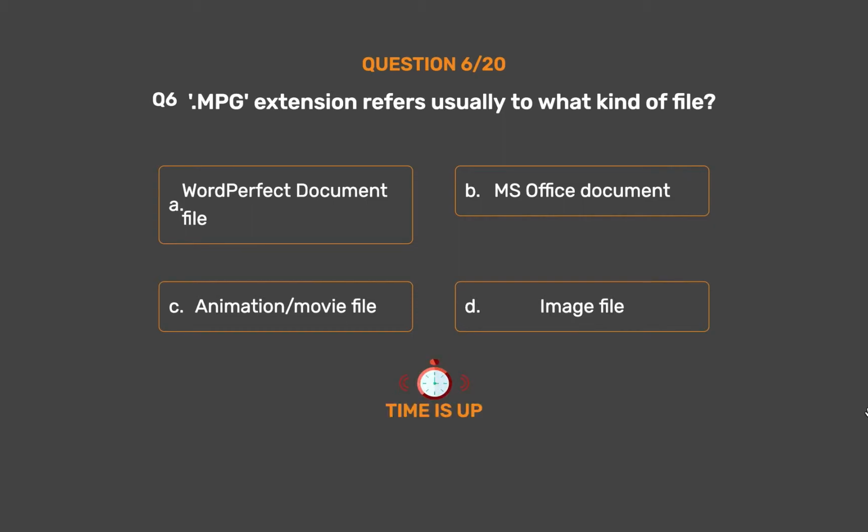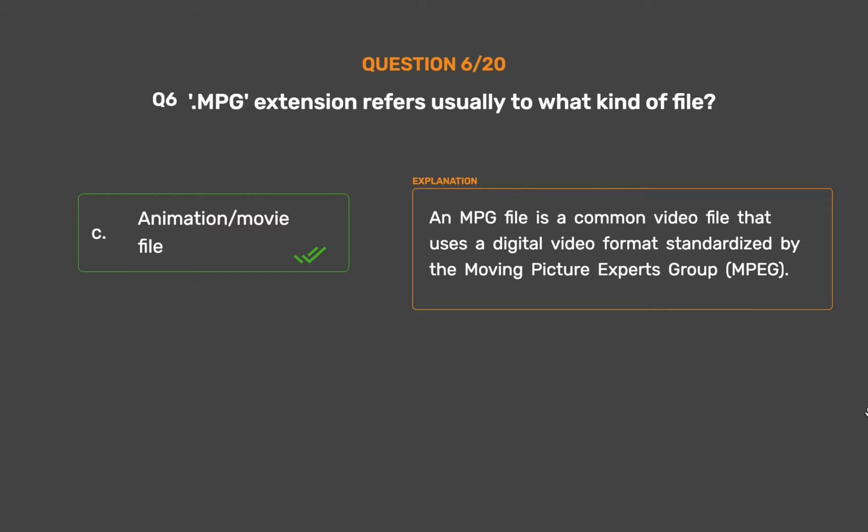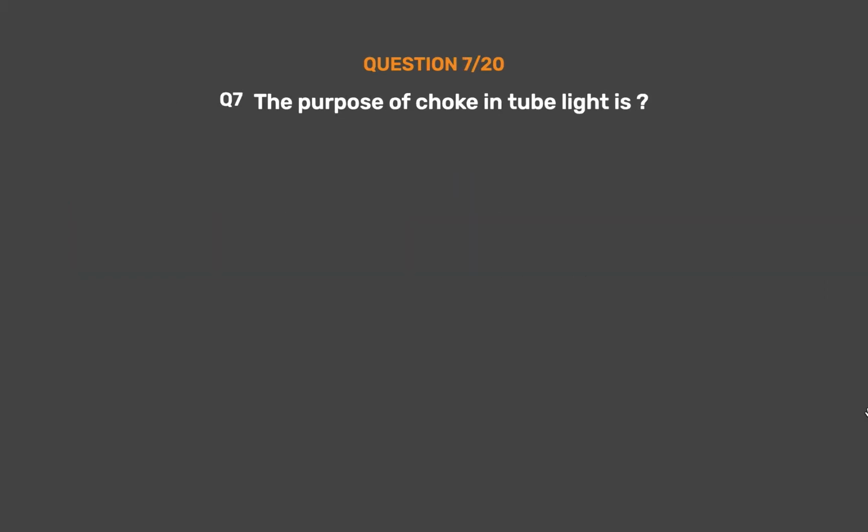The correct answer is Option C. Animation/movie file. An MPG file is a common video file that uses a digital video format standardized by the Moving Picture Experts Group, MPEG. Question number 7.